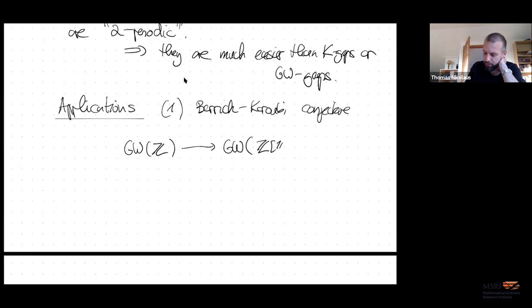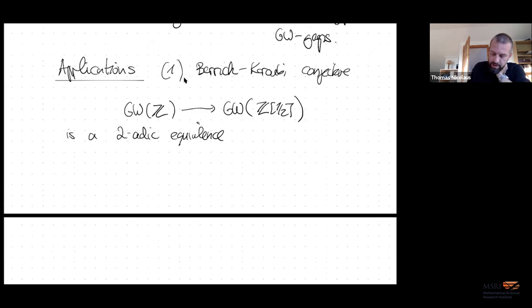And recall, I told you earlier, everything about forms becomes much easier once 2 is invertible. Then symmetric and quadratic forms are the same, polarization works well. So the latter is actually much easier. And the statement is that this is actually a 2-adic equivalence. So this means actually, let me say, a 2-local equivalence. Everything is finitely generated here.